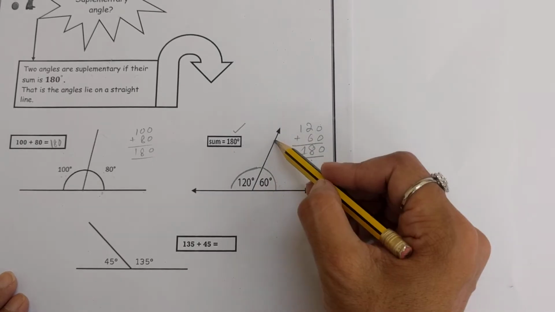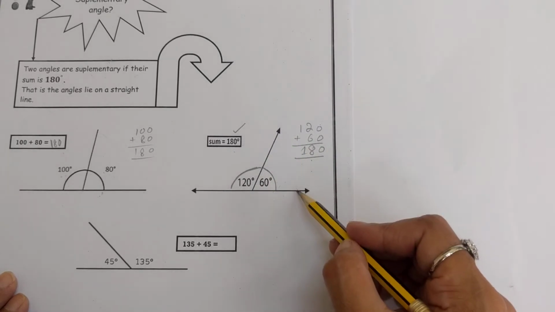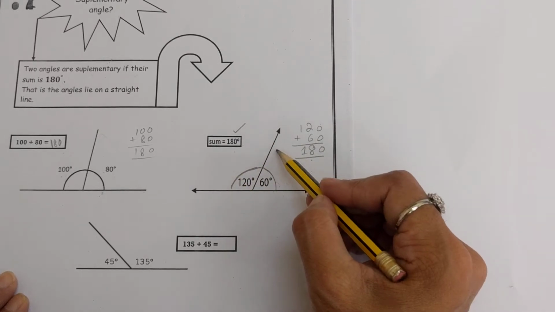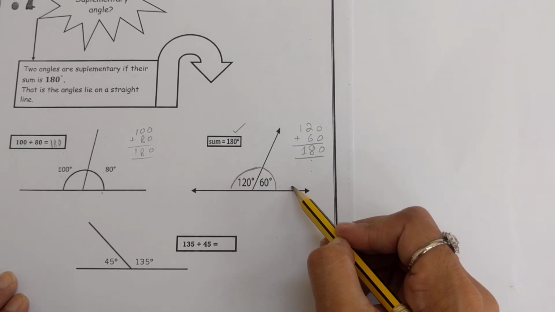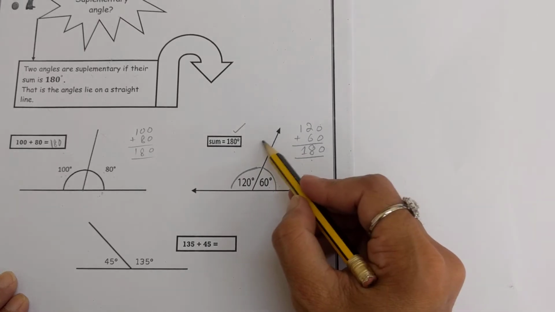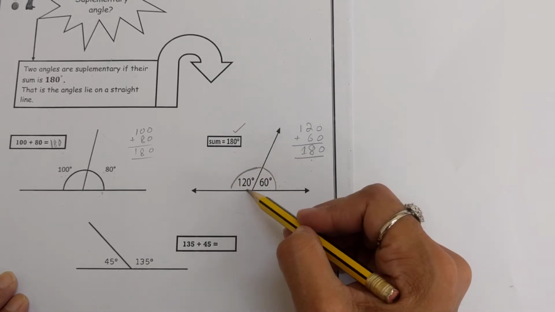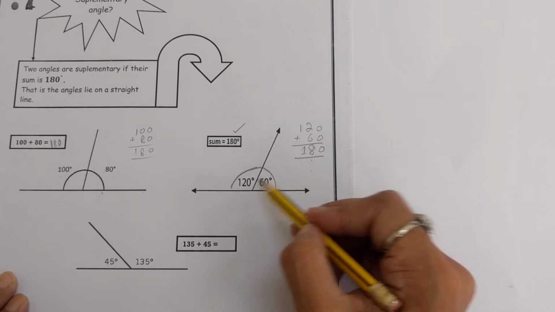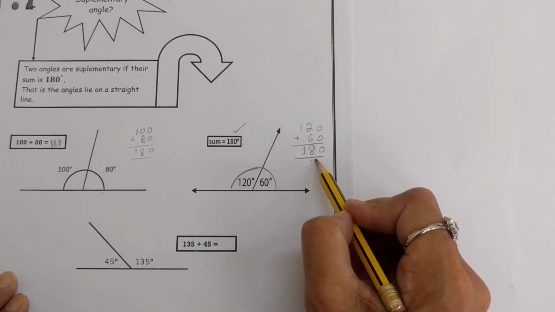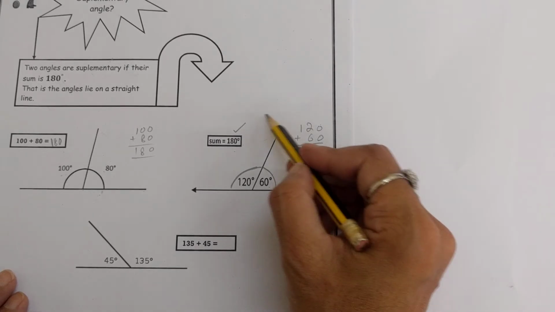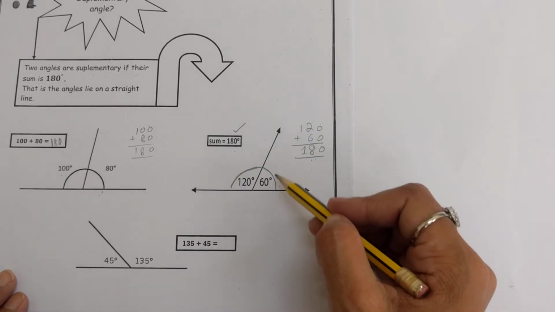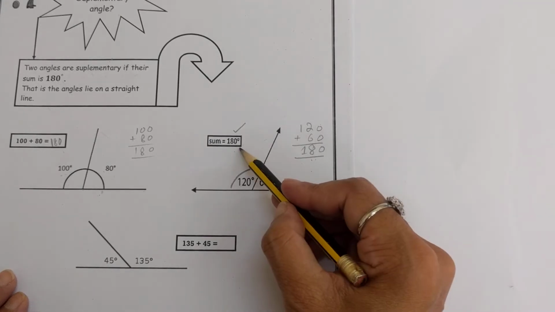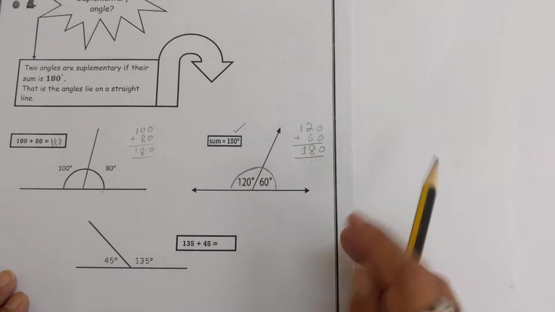The space between the first two arms represents the 60 degrees, and the space between these two arms represents the 120 degrees. So the sum of 60 and 120 is equal to 180. It means this is a supplementary angle. These two angles are supplementary because their sum is 180 degrees.